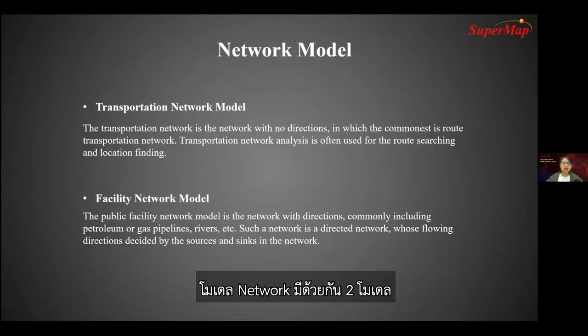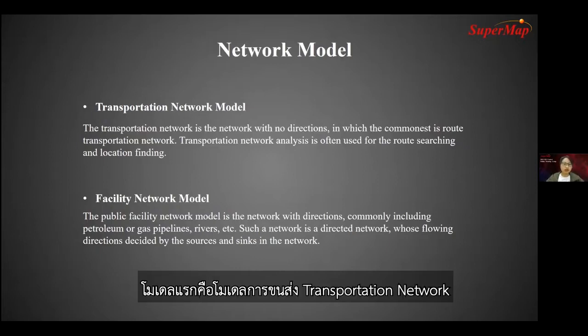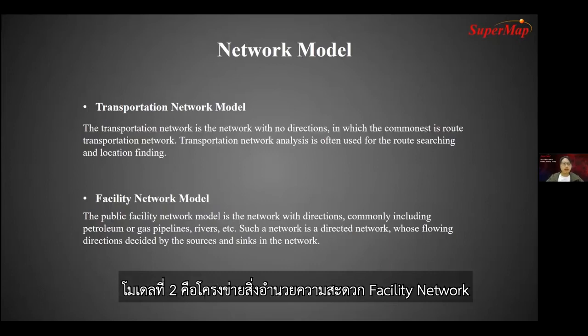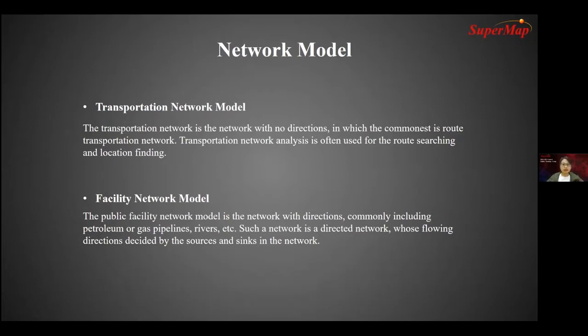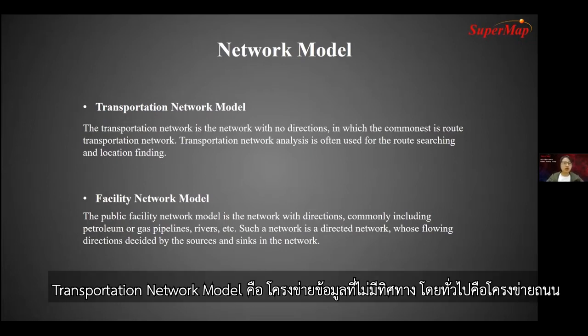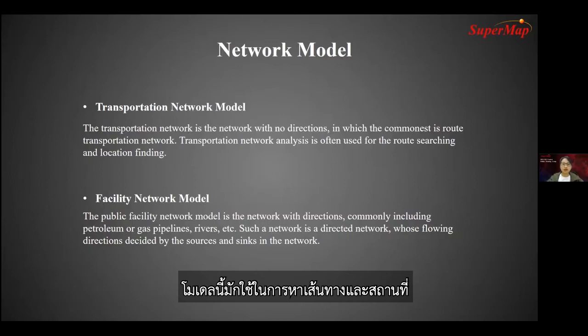And there are two models in network analysis. The first one is the transportation network model, and the other one is the facility network model. As this slide shows, the transportation network is a network with no directions, in which the commonest is the route transportation network. The transportation network analysis is often used for route searching and location finding.